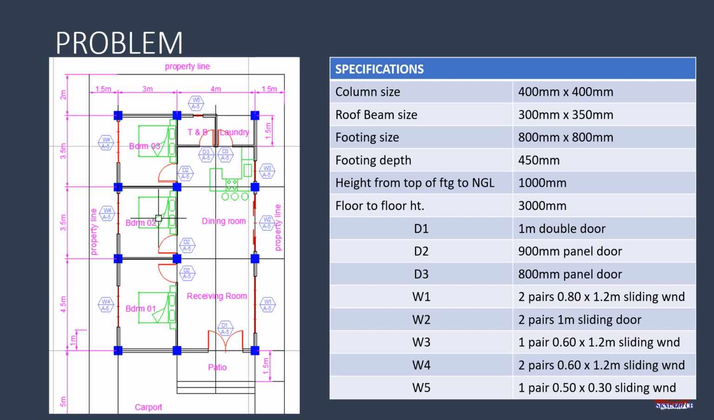For the openings, the entrance door is 1 meter with double door. Room doors are 0.9 meters with panels. The T&B and laundry doors are 800 millimeters width. The receiving room has 2 pairs of 0.8 width by 1.2 meter height of sliding windows, whereas the dining room has 2 pairs of 1 meter width sliding doors. The kitchen has 1 pair of 0.6 by 1.2 meters height sliding window, and the rooms have 2 pairs of 0.6 width by 1.2 meter height sliding windows.